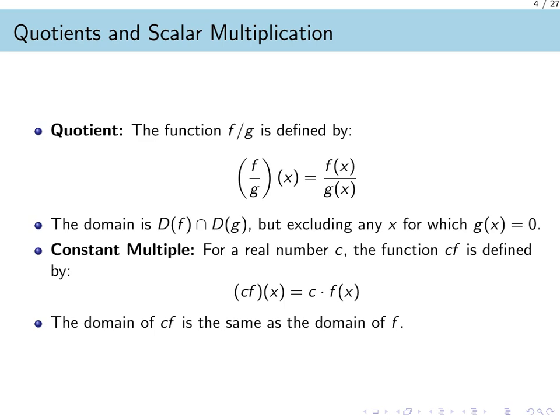Scalar multiplication is more straightforward. The function c times f is defined by multiplying the output f of x by the constant number c. Since this does not introduce any new mathematical restrictions, the domain of c times f is identical to the original domain of f. The key takeaway is that division can shrink a domain, while scalar multiplication does not.